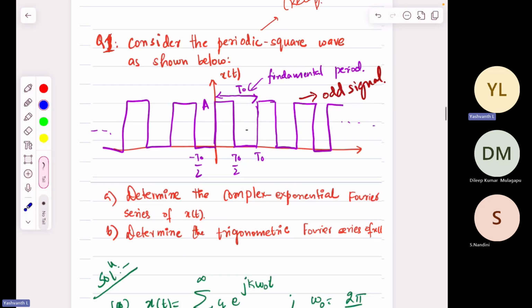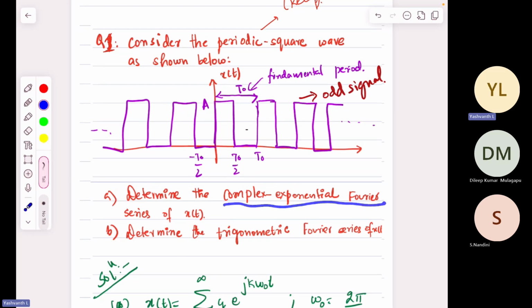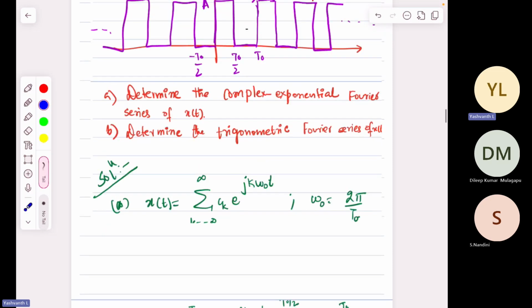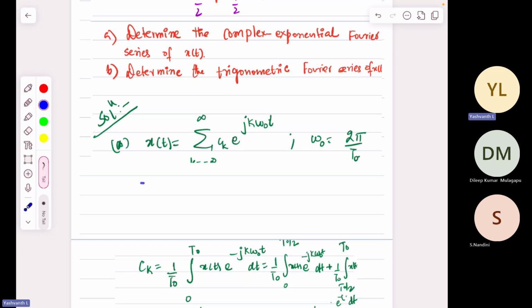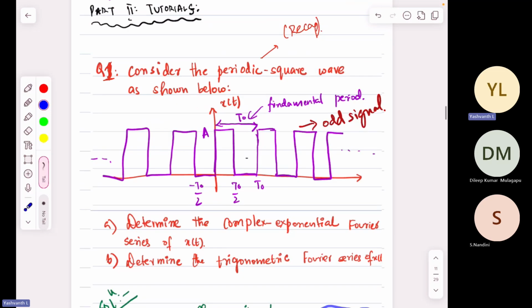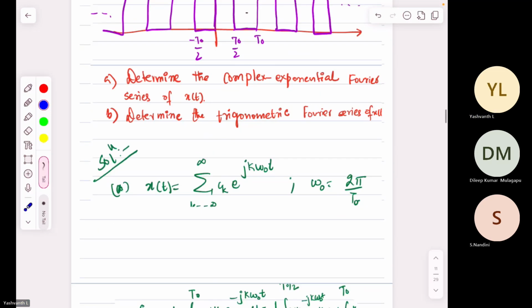So the question then was, what is the complex exponential Fourier series of this x of t? Second question is, what is the trigonometric Fourier series of x of t? So let's quickly go through how we solved. We first noted that x of t, the Fourier series, is given by the sum from minus infinity to plus infinity of ck e power j k omega naught t, where omega naught is the angular frequency given by 2 pi by t naught, where t naught is the fundamental time period. It's given in the question already. So assume that t naught is the fundamental time period.